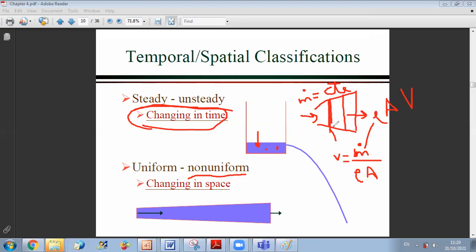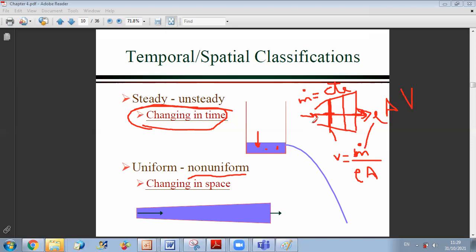And this is what is interesting for me. If I consider one specific location, the velocity is not changing. So this is steady, okay? But it can change from position to position, of course. So the average velocity first will change as we move in this direction because the cross-sectional area is increasing. So V average will decrease.